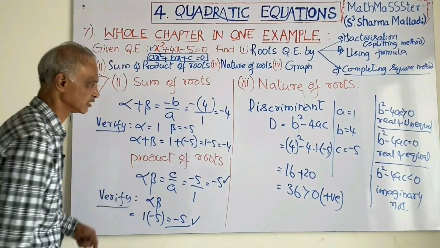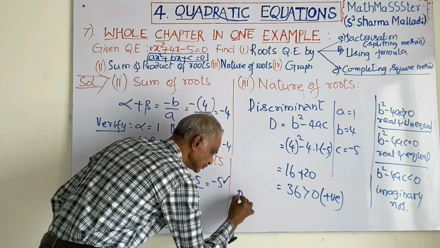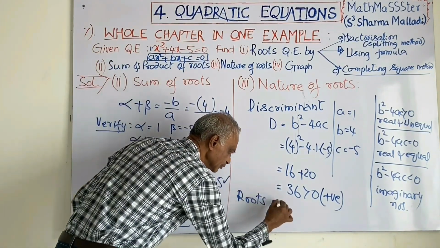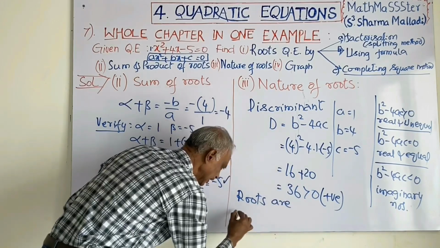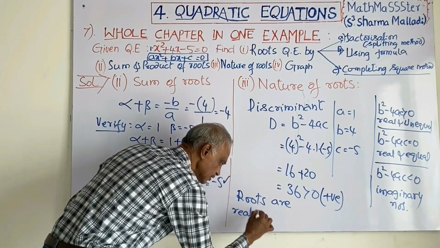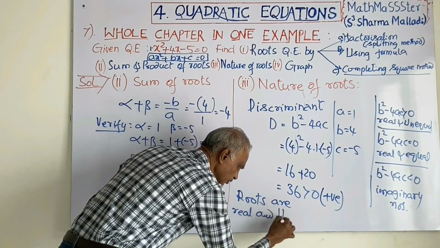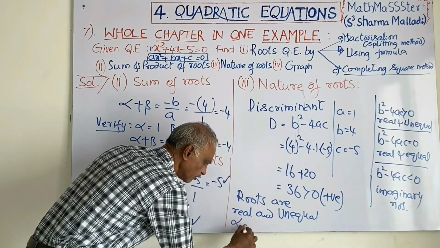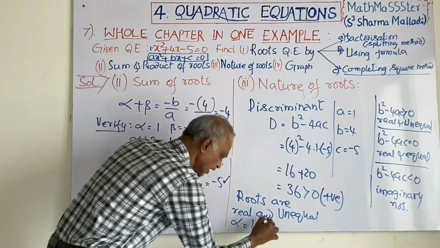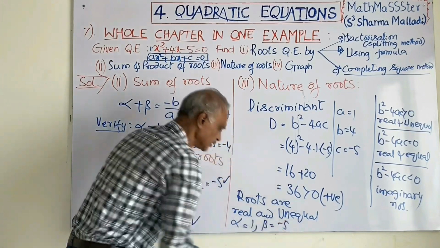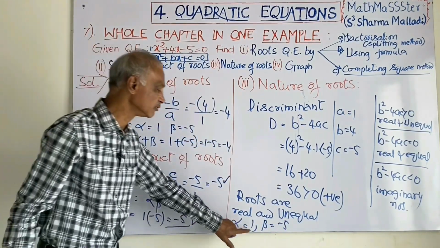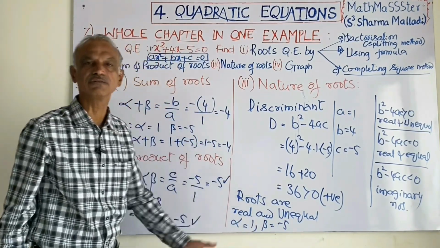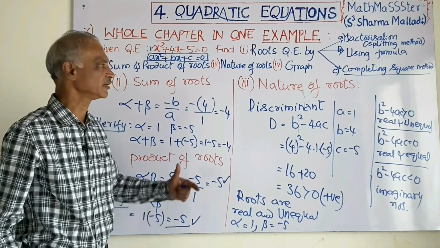As we can check, roots are real numbers and unequal to each other. As we know, roots are 1, alpha is 1 and beta is minus 5. They are real numbers and unequal to each other. They are not equal to each other. Like this we have to do.